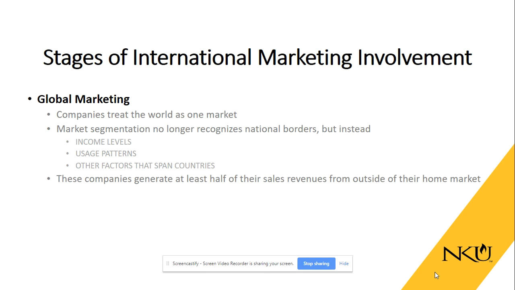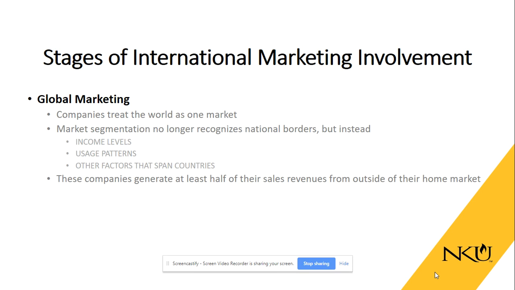Also, when you reach this global marketing stage, these companies are generating at least half of their sales revenues from outside of their home market. So again, they are truly global. They're adapting their products to meet the needs of consumers in other countries. They're actively marketing, actively producing. They have manufacturing facilities in those other countries. They have employees, management, and executives from other countries. And they are truly involved in the global marketplace.